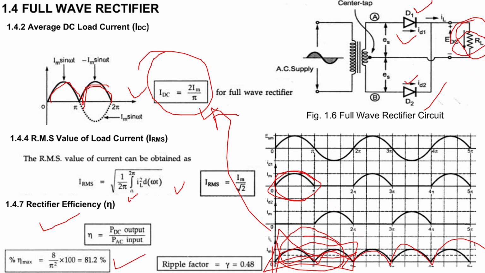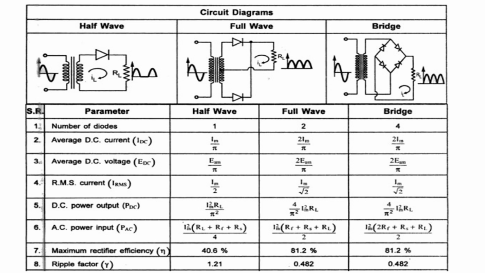These are the key points that you have to remember. Ripple factor also you can calculate in a similar manner. Maximum ripple factor is 0.48. Here is the comparison among all the rectifiers. So the half wave rectifier is here, the full wave rectifier, and this is another case of the full wave rectifier.